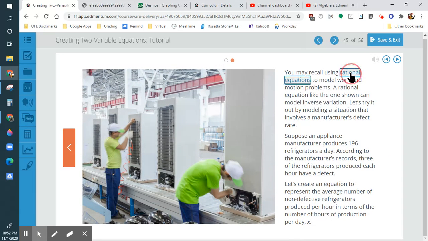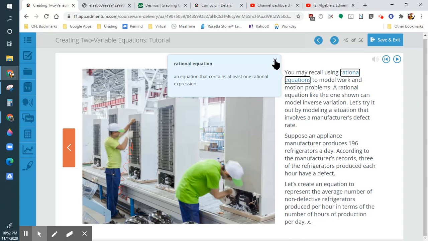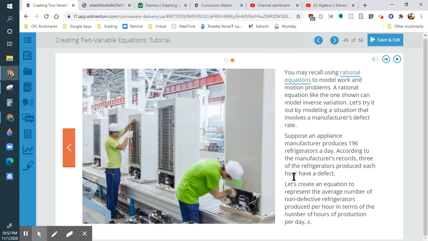So when we're dealing with rational equations, it's an expression with at least one rational expression. So in other words, we have x at the bottom. Easiest way to say it. Fraction with x at the bottom.